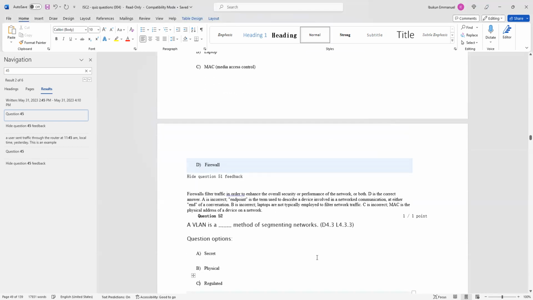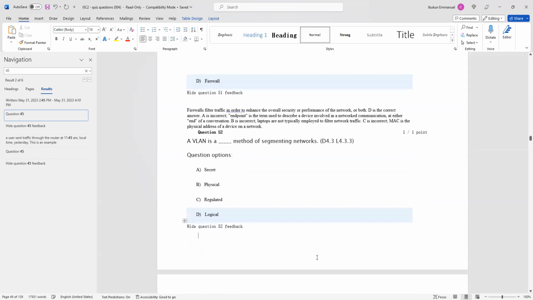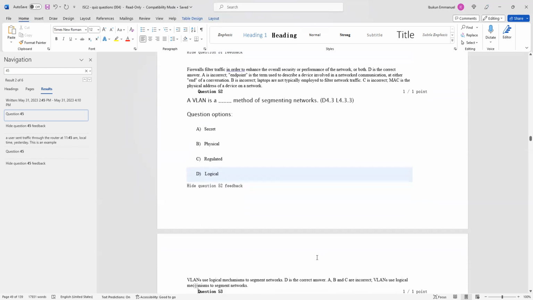Now, what is a VLAN? A virtual LAN. What is a VLAN? That is a virtual local area network that is used to segment logical traffic. It uses logical mechanisms to segment network traffic.